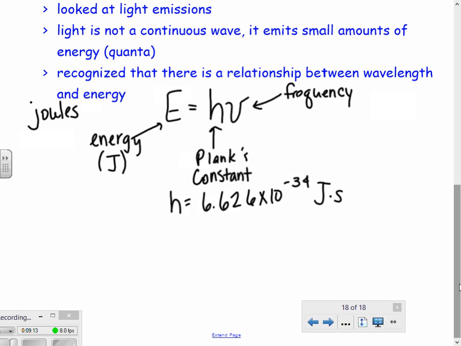So we're going to pick it up from here. We're going to work on some questions when we come to school on Monday. And from there, we're going to learn about our most recent model, the quantum mechanical model.